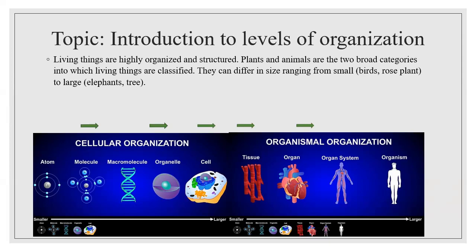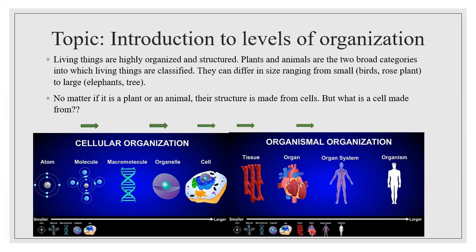Living things are highly organized and structured. Plants and animals are the two broad categories into which living things are classified. They can differ in size, ranging from small birds and plants to large elephants and trees. No matter if it is a plant or an animal, their structure is made from cells. But do you know what a cell is made from?